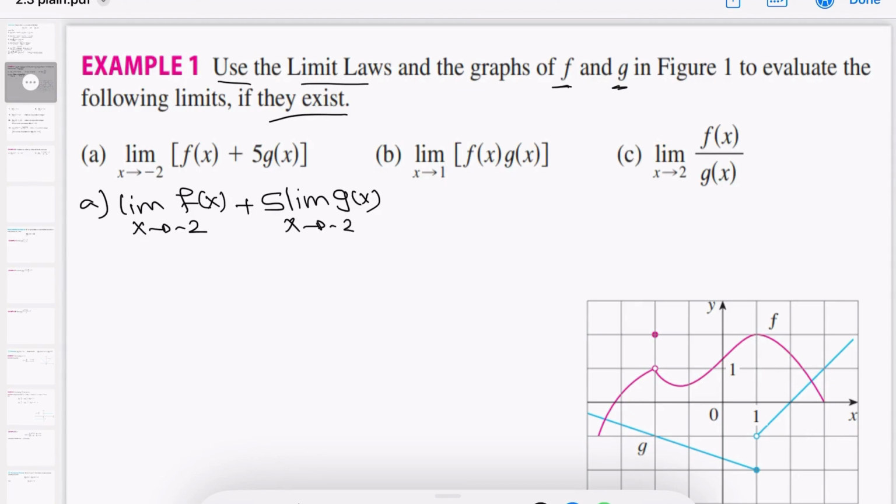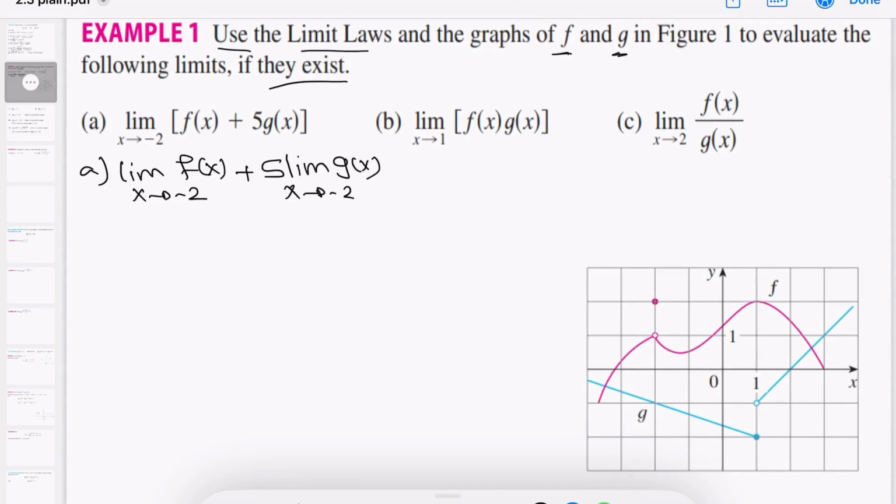Now we can go to the graph here, and we can see that the function f is the pink graph. So where is x equal to minus 2? It will be here. We can clearly see that the limit from the right and from the left are equal to each other, and it's equal to 1. So I'm going to say that the limit of the function as x goes to minus 2 is 1, plus the constant 5.